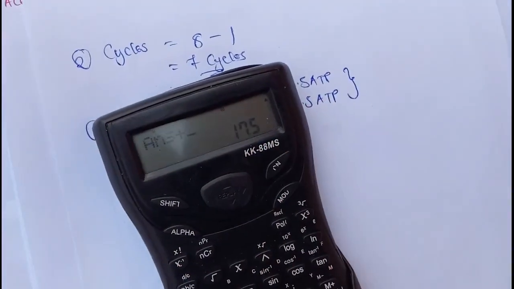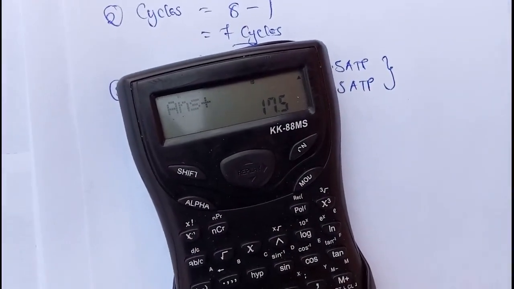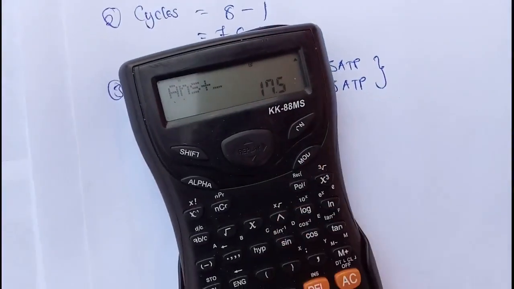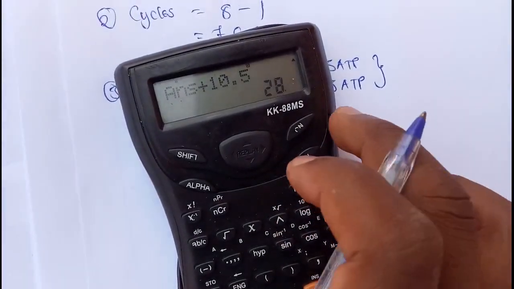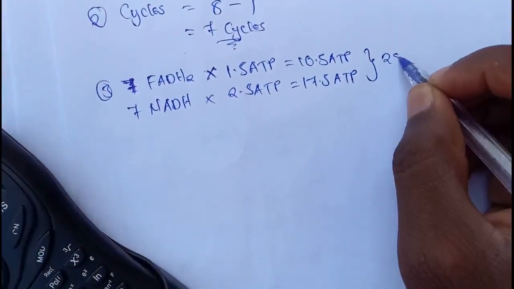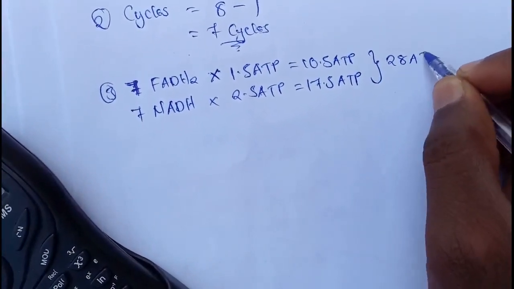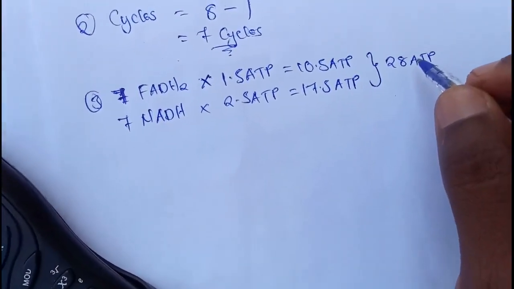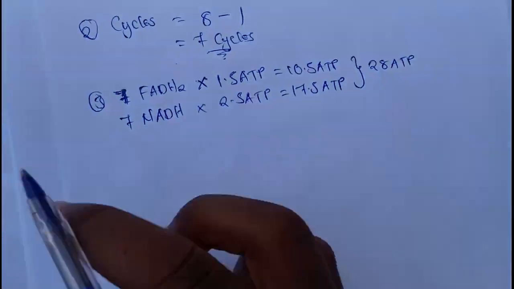So the total out of this, so we add what? We add the 10.5. So when we add the 10.5, it gives us 28 ATPs. So 28 ATPs have been produced from here. All right, cool. So let's take note of that.